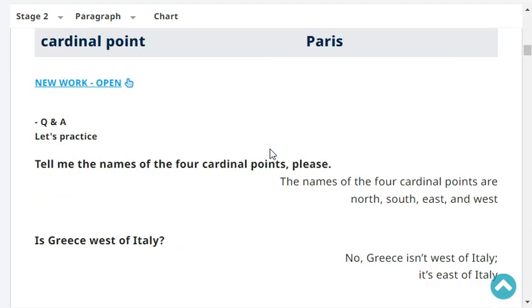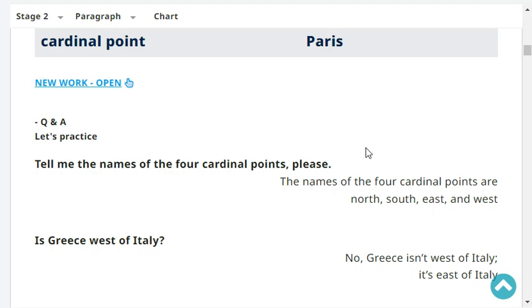Tell me the names of the four cardinal points, please. The names of the four cardinal points are north, south, east, and west. Very good.